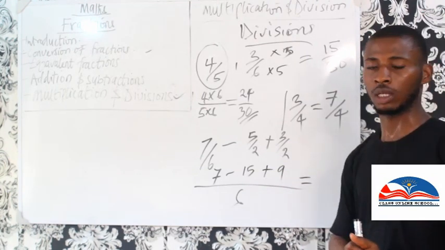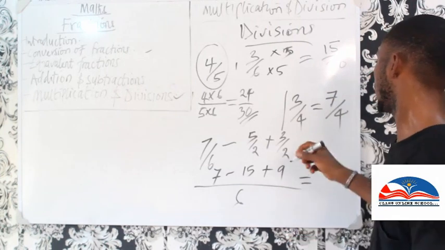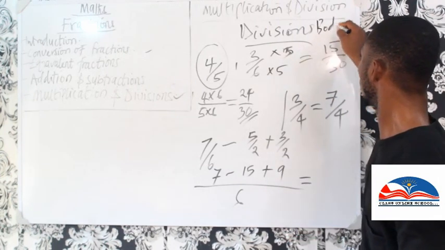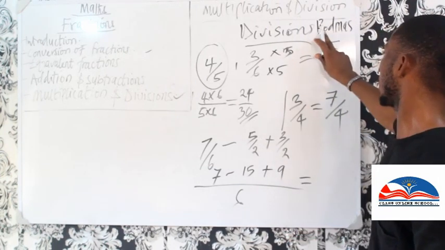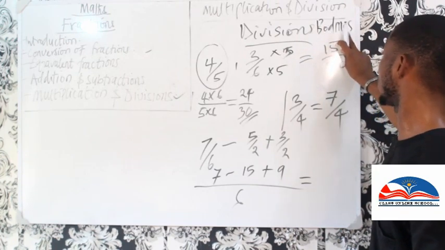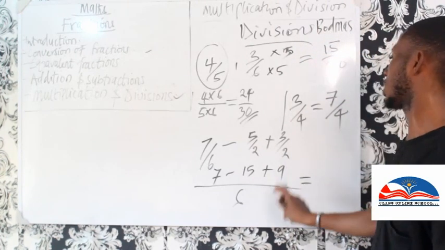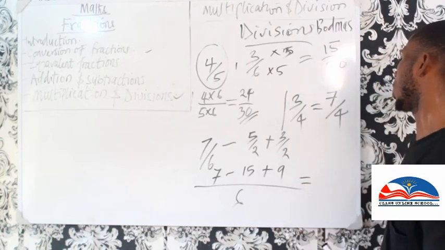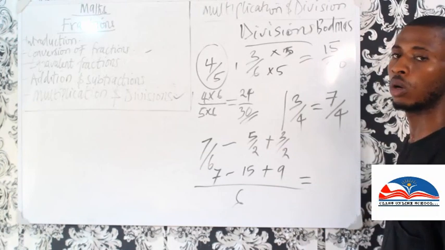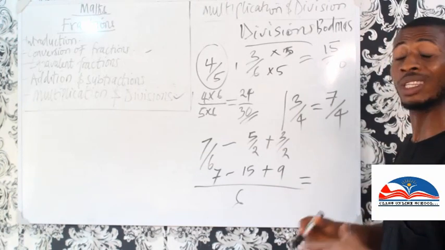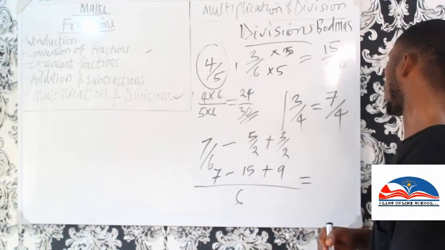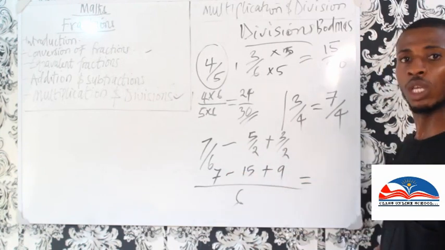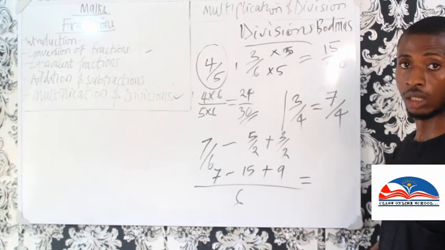Let's bring in BODMAS: brackets, of, division, multiplication, addition before subtraction, right? Alright, let us add before we subtract. 15 plus 9 will give us 24. 24 minus 7 will give us 17.